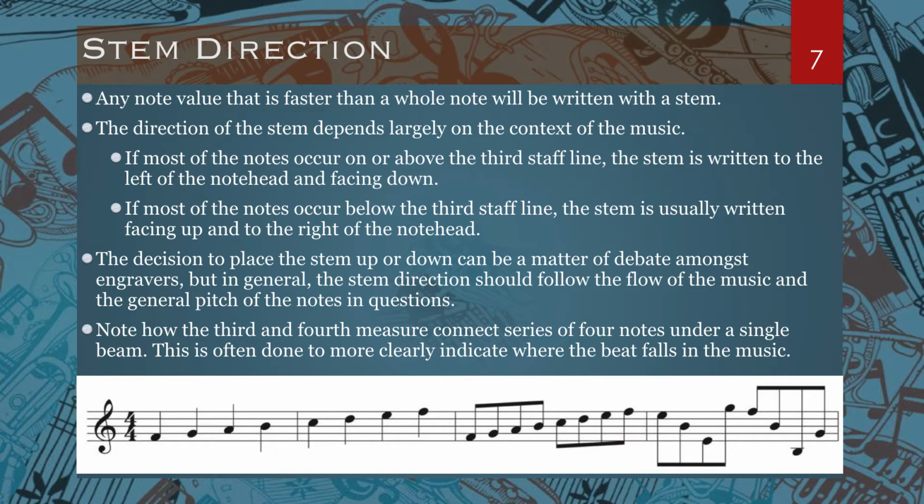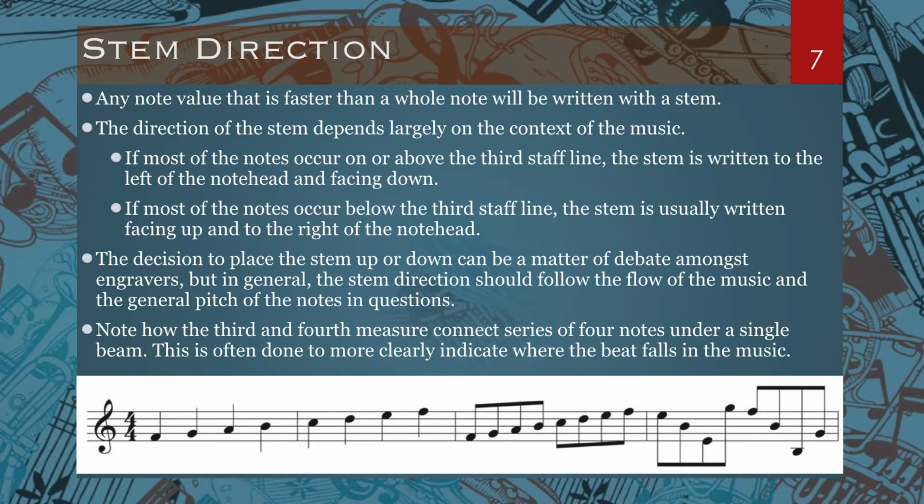Okay, so stem direction. Any note value that is faster than a whole note will be written with a stem. So if you see a stem, you know immediately that the note is faster than a whole note. And from there, it's just a matter of determining how fast. The direction of the stem will depend largely on the context of the music. If most of the notes occur on or above the 3rd staff line, the stem is written to the left of the note head and facing down. If most of the notes occur below the 3rd staff line, the stem is usually written facing up and to the right of the note head. The decision to place the stem up or down can be a matter of debate amongst engravers, but in general, the stem direction should follow the flow of the music and the general pitch of the notes in question.